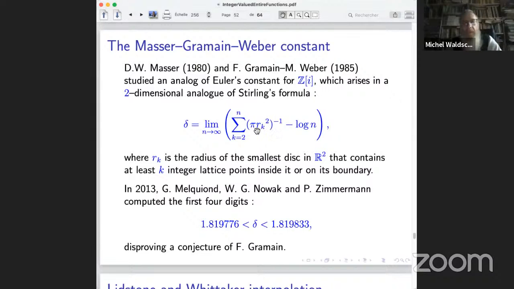We expect that pi r_k squared is essentially k. And so this is essentially the sum of 1 over k. And the sum for k equal 1 up to n of 1 over k minus log n has a limit. So it is the case for this constant delta. And this constant has been computed for the first 4 digits, but we know only 4 digits. There was a conjecture of Gramain before, who succeeded with Michel Weber to compute 3 digits, and he had a conjecture with a closed form for delta involving the L function of Z[i], but it turned out that this conjecture is not true. So this delta is very mysterious, and to compute 1 more digit is a challenge.